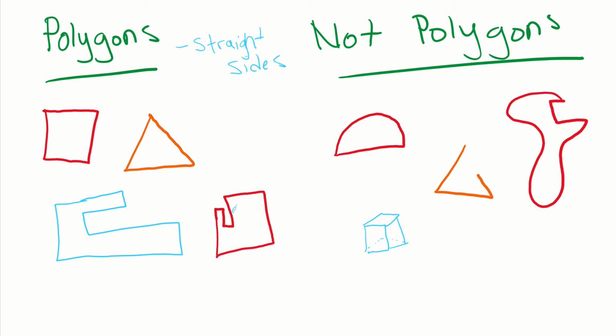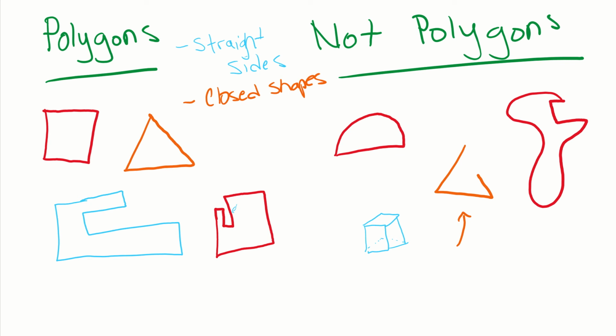Let's have a look at what else we see. Pay attention to this. That is not a polygon, yet everything else is. So we say that all polygons are closed shapes, meaning that all sides meet.